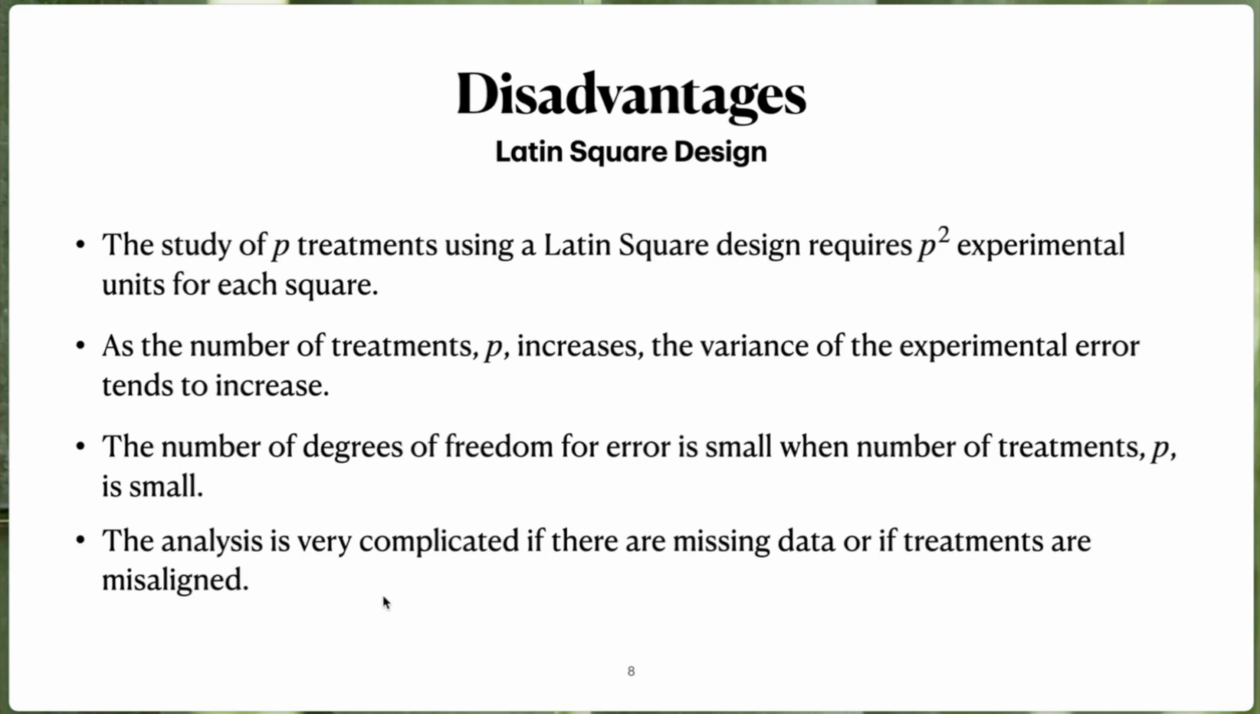And then finally, the analysis is very complicated if there are missing values, or if the treatments are not assigned according to the randomization. All right, so if the treatments are misapplied or misaligned due to an error in either the randomization, how the schedule is produced, or just in terms of how a good randomization, if it's misapplied in terms of applying those assigned treatments to the experimental units, then that really complicates the analysis.